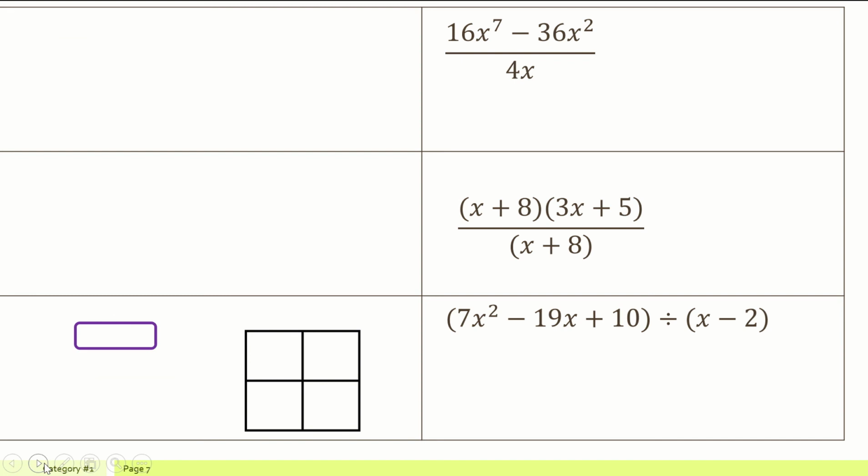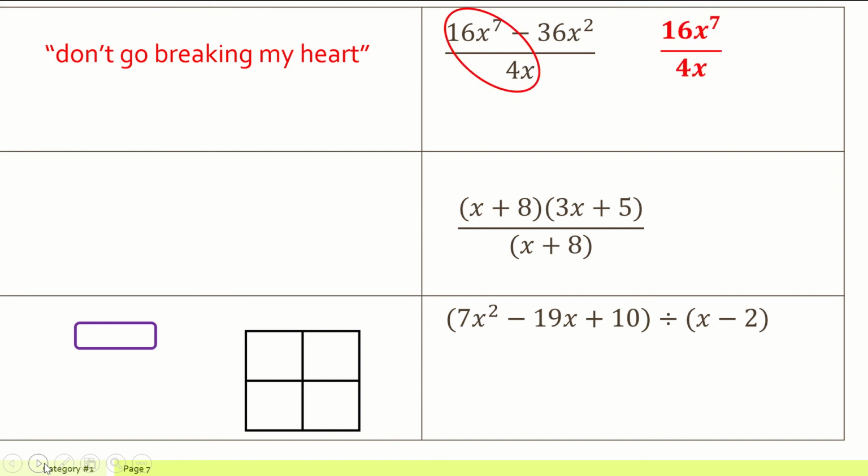This next example is a binomial divided by a monomial. So this is a don't break my heart strategy that we've used. So we would do 16x to the 7th divided by 4x. And then we would take the second term, negative 36x squared divided by 4x. So 16 divided by 4, I know is 4. And then with the variables, we looked at this division law of exponents earlier. That's x to the 7th divided by x to the 1st. The division law, remember, tells us that with like bases, we can subtract exponents.